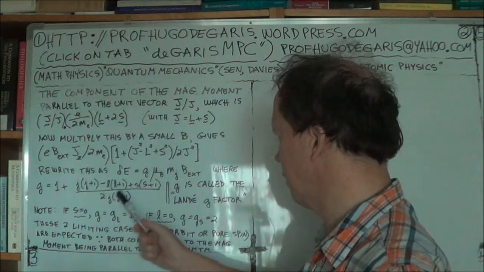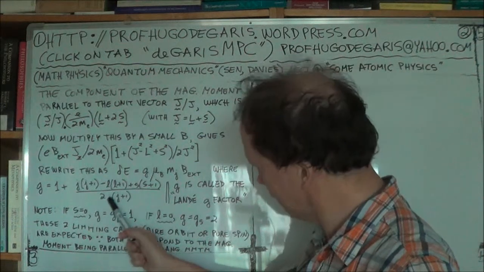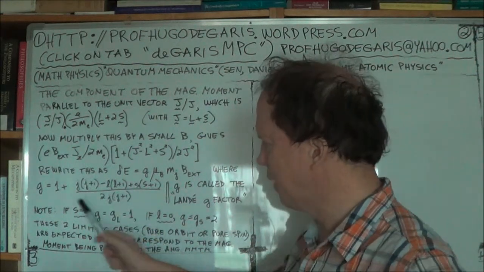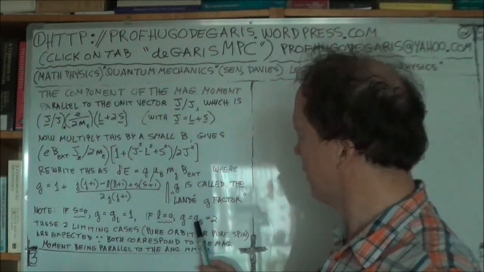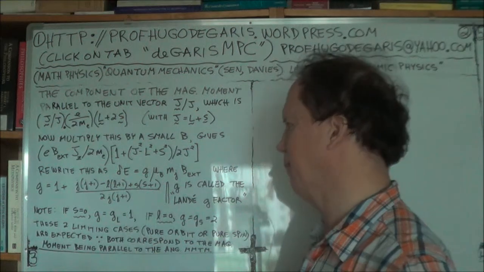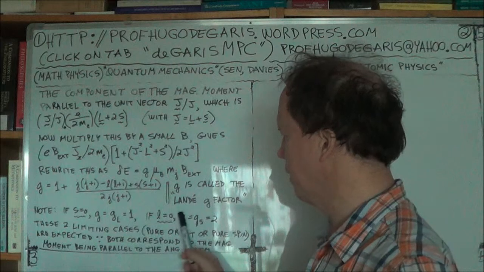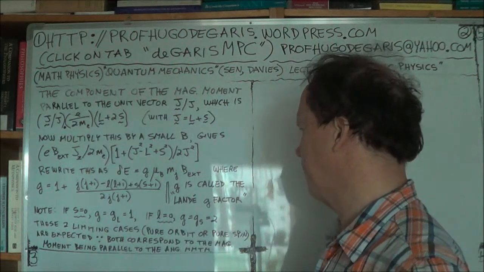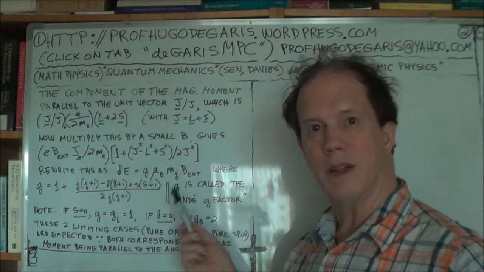So if L is 0, J is effectively S, so you get like 2 S's, and J is S again, so 2 over 2 is 1, so G will become 2, which is the same as GS was 2, and here GL was 1. Right? So these two limiting cases, where no spin and here no orbital, then you get the results that you'd expect. Right?